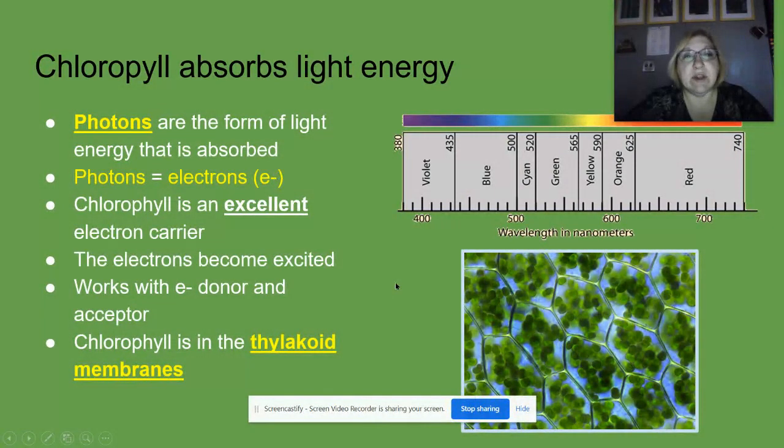So what happens is the electrons become excited when they enter into the chlorophyll. Then when they drop back down from that energy level, that is when energy is created. So the electrons travel through the chlorophyll, which is in the thylakoid membranes. And I will show you with a picture. So we'll move on.